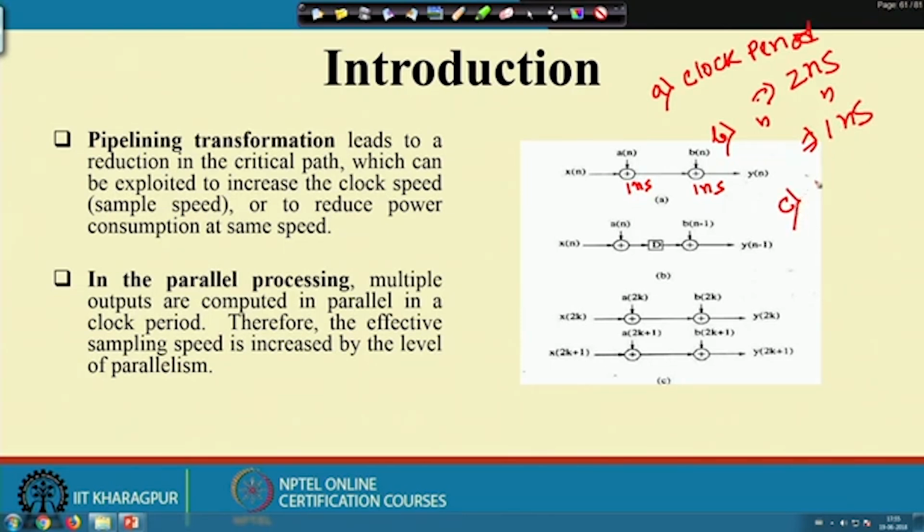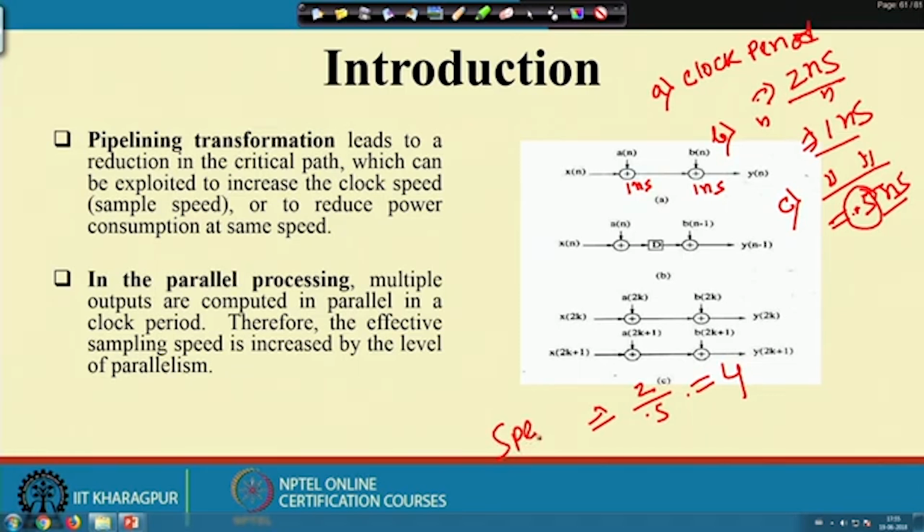In the C case, the clock period will be 0.5 nanosecond. So I started with 2 nanosecond, and after employing pipelining along with parallel processing, I have come down to 0.5. So the speed up is now 2 nanosecond divided by 0.5, which is basically 4. So this is the speed up of this particular circuit.